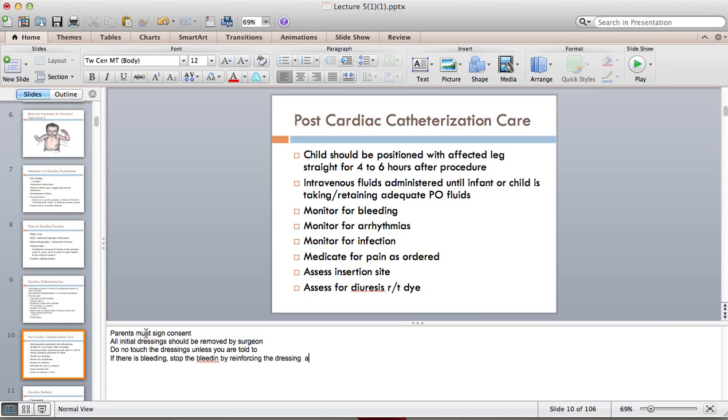So, you need to monitor for cardiac arrhythmia, because you remember they use their probe to go into the heart vessel, so that can trigger arrhythmia. Infection and pain management are also included. And then you want to monitor and make sure that the child has voided. Intake and output is very important, because they put in a dye. You want to make sure that the child is excreting that dye as well. So these are things that you really have to look out for when a child has had a cardiac cath.